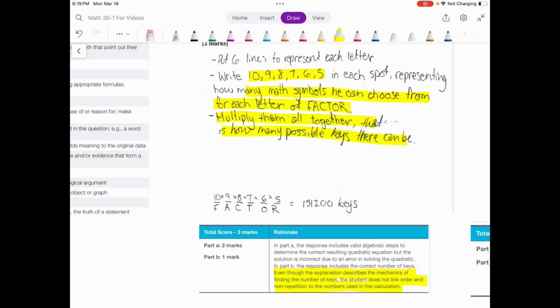That is how many possible keys there can be. And that's right, but why do we multiply them together? Using some proper math terminology, right?